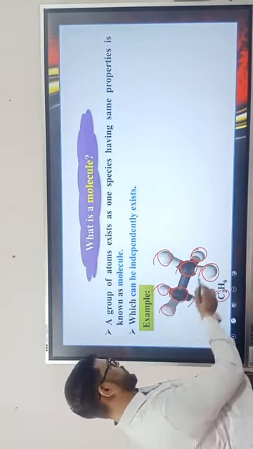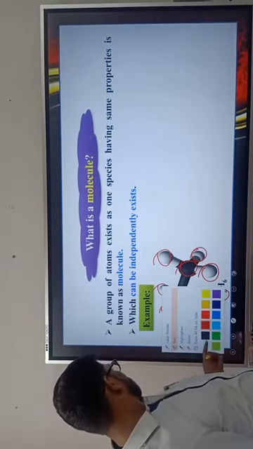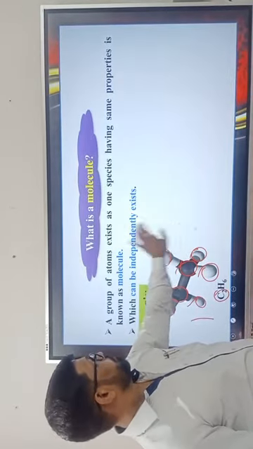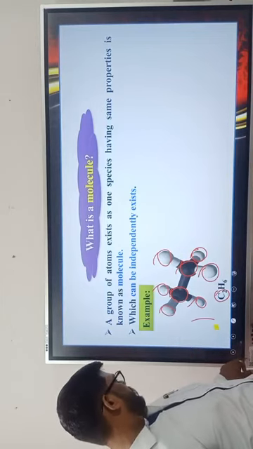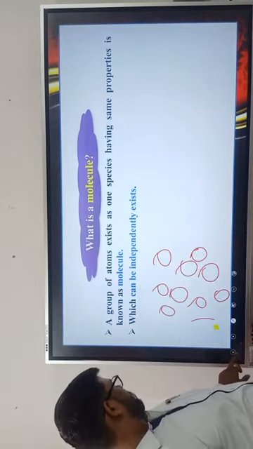Then we have another molecule. Wait a second, I cannot see. Okay. Yes, I can move with this.